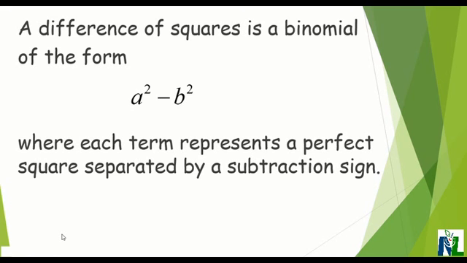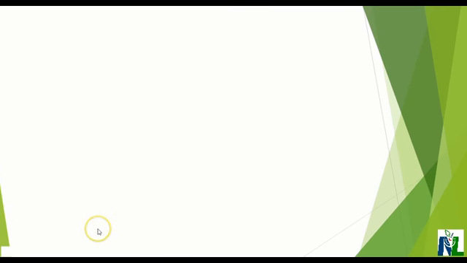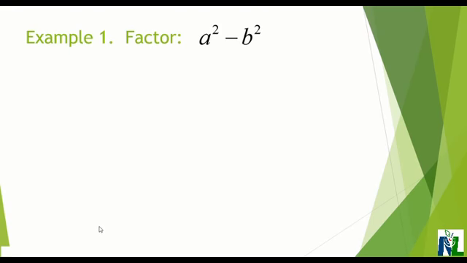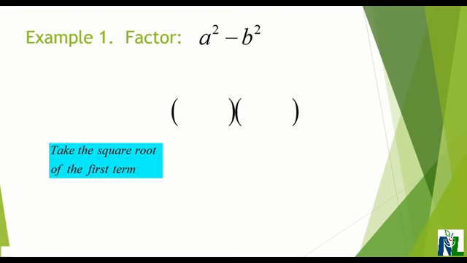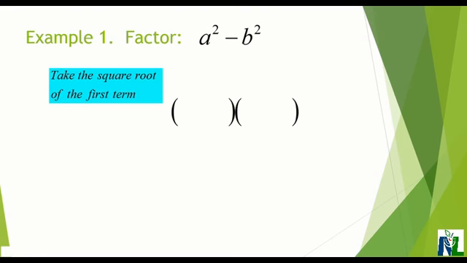A difference of squares is a binomial in the form a squared minus b squared, where each term represents a perfect square separated by a subtraction sign. To factor a squared minus b squared, we start by opening up two sets of brackets. Next, we take the square root of the first term.